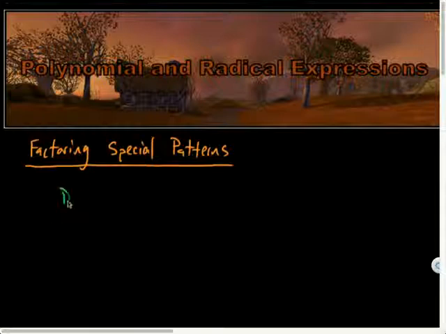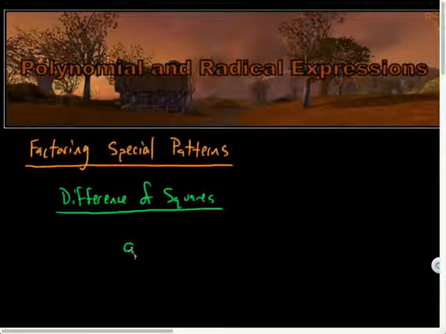This is called the difference of squares pattern. If you could memorize this, this would be amazing. It would help you out and make your life a lot easier. The difference of squares pattern is a squared minus b squared. And what is this equal to when it's factored?